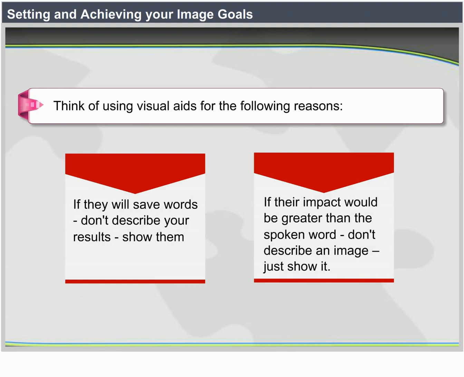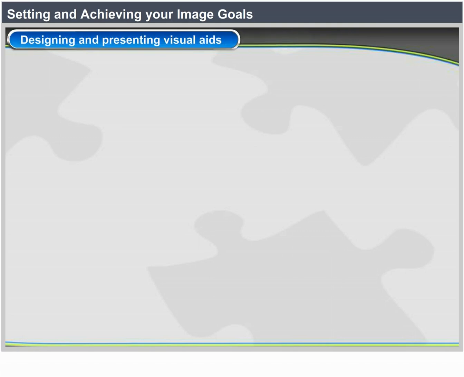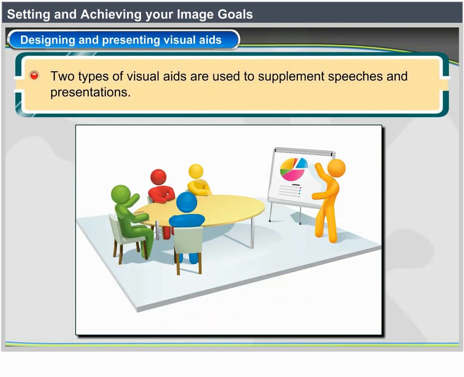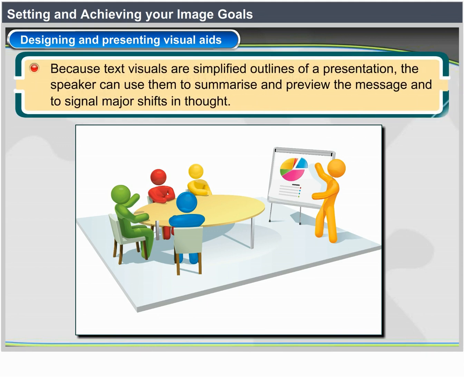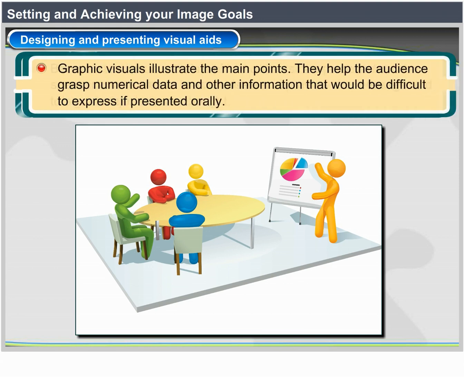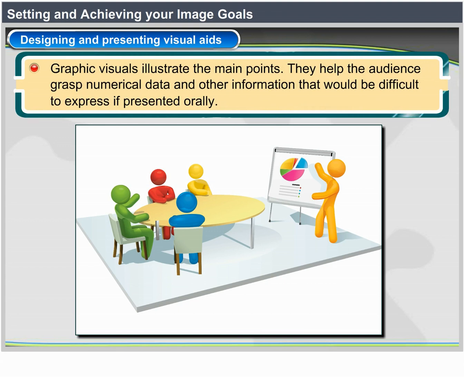Designing and presenting visual aids. Two types of visual aids are used to supplement speeches and presentations. Text visuals consist of words and help the audience follow the flow of ideas. Because text visuals are simplified outlines of a presentation, the speaker can use them to summarize and preview the message and to signal major shifts in thought. Graphic visuals, on the other hand, illustrate the main points. They help the audience grasp numerical data and other information that would be difficult to express if presented orally.